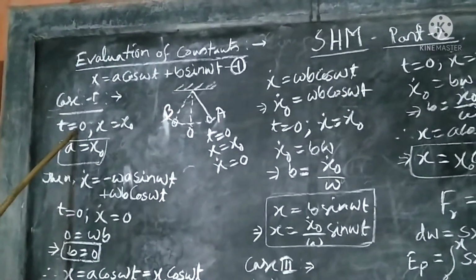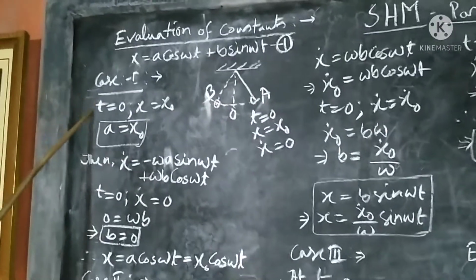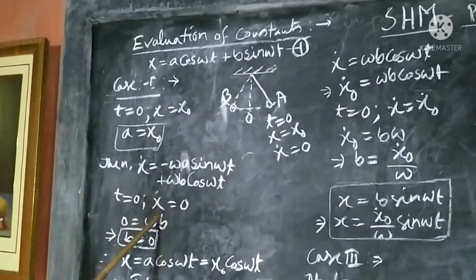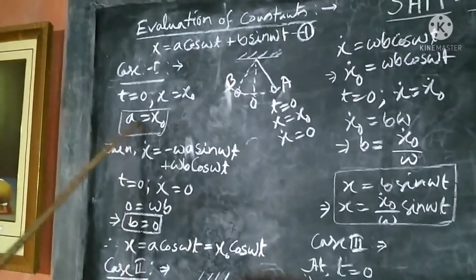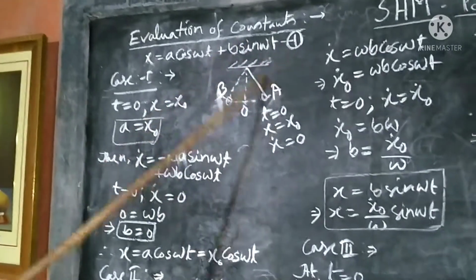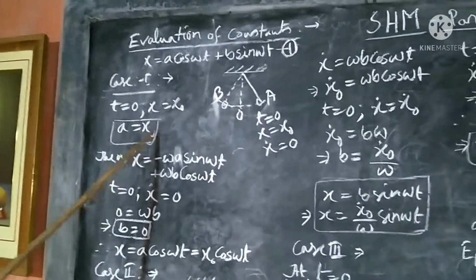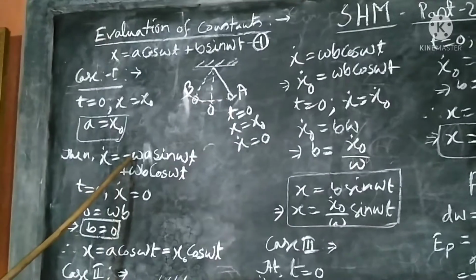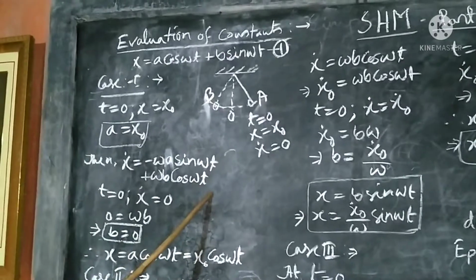At t equal to 0, x equal to x0, which is the first boundary condition, and at t equal to 0, x dot equal to 0, which is the second boundary condition. Applying the first boundary condition to equation 1, we get a equal to x0. Then the equation becomes x dot equal to minus omega a sin omega t plus omega b cos omega t.